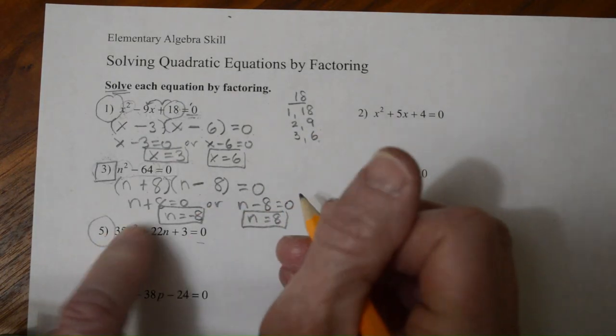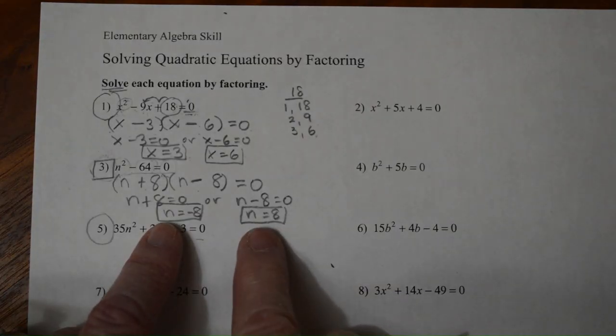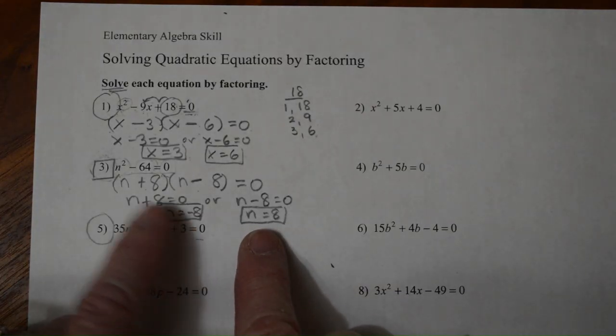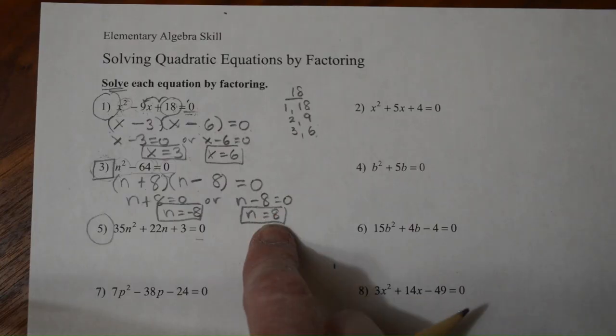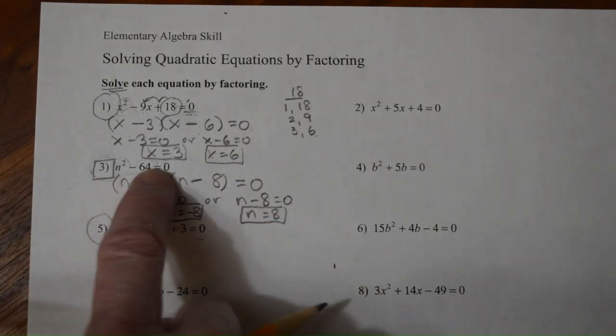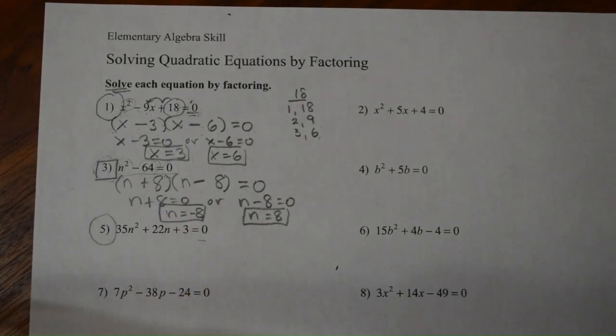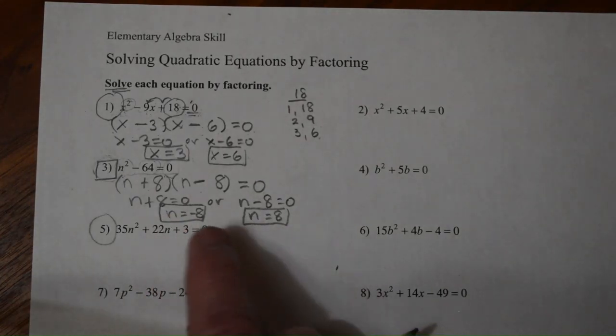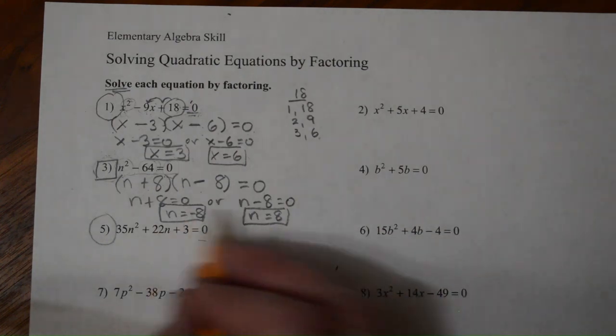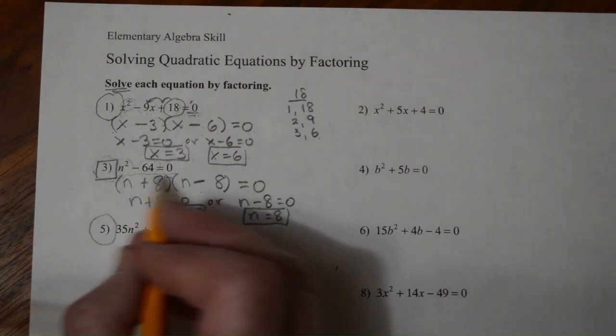Again, it's not, should I choose this one or this one? It's saying this is going to make this statement true, or if I pick 8, 8 is going to make that statement true. You don't just pick one. Both of them are solutions. That's all there is to it. Don't pick. These are the two solutions that make this statement true.